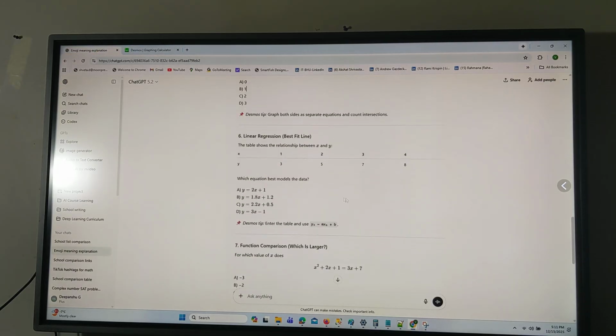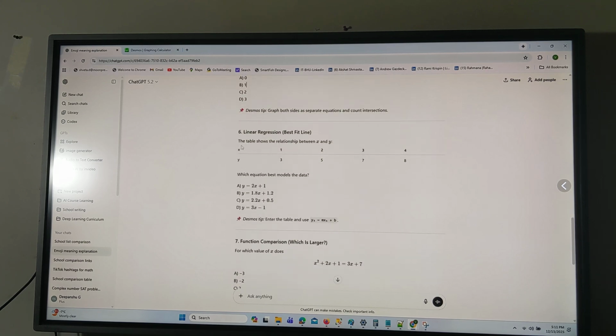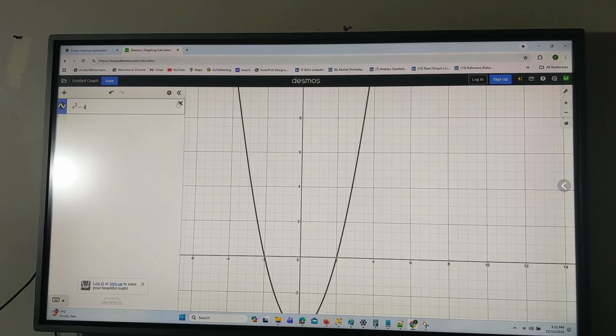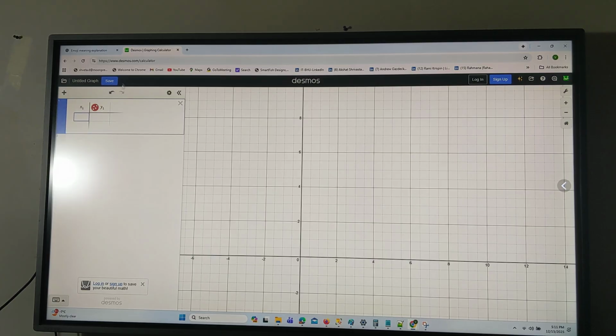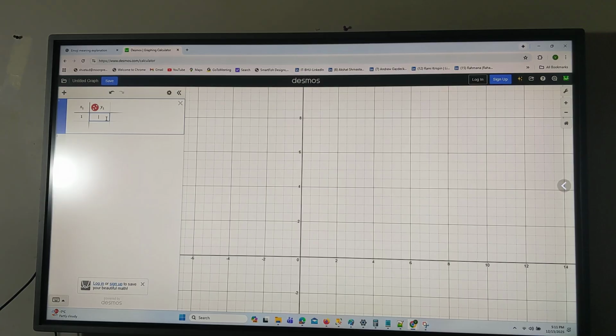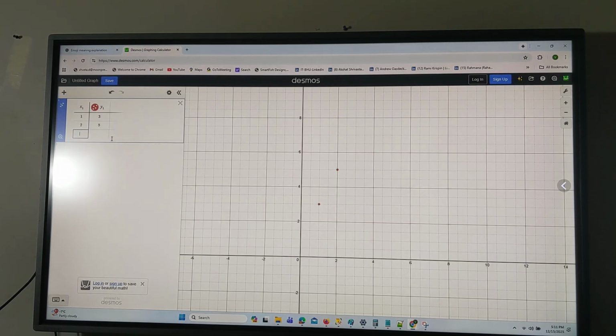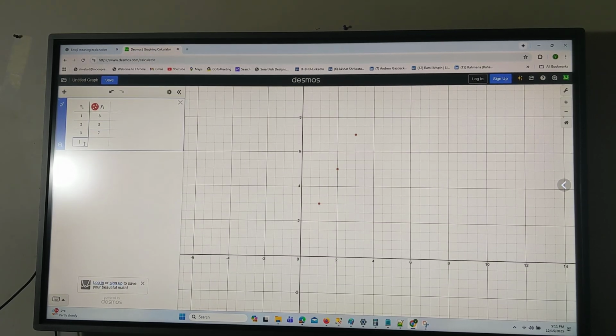It has two solutions. And then linear regression. This linear regression shows a table, the relationship between x and y. So what I do is I go ahead and click this plus button and add a table and add all the data: 1, 3, 2, 5. So 1, 3 and 2, 5, and then I also add 3, 7 and 4, 8. And then I click over here and plot a line.